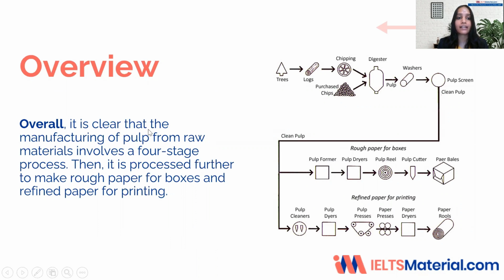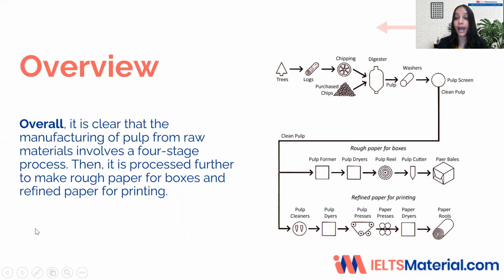Overall, it is clear that the manufacturing of pulp from raw materials involves a 4-stage process. Then it is processed further to make rough paper for boxes and refined paper for printing. So you can see the 4-stage process involved here to make the pulp. And you can also see what are the final products.